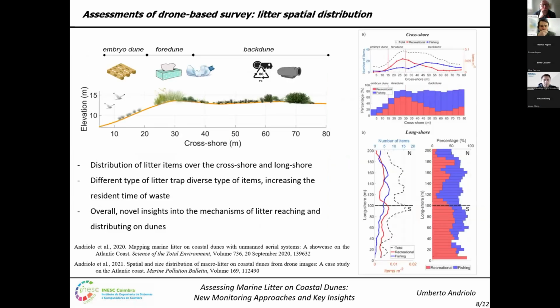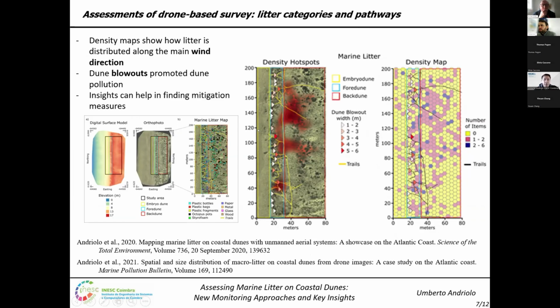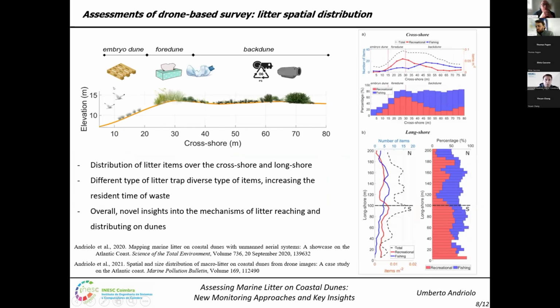The second important insight was that the distribution of litter over the cross-shore depended on the vegetation. For instance, on the embryo dune, we found the most and the heaviest litter items. In this case, they were woods. On the foredune, trapped by the herbaceous vegetation, we found the lightest items, such as napkins and plastic bottles. In the back dune, we found polystyrene and octopus pots.